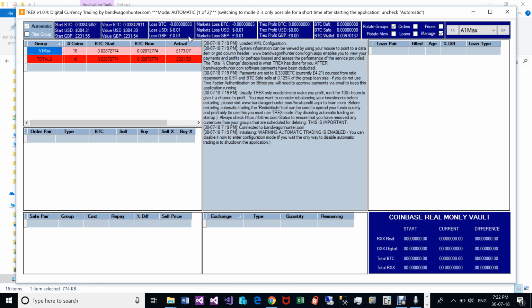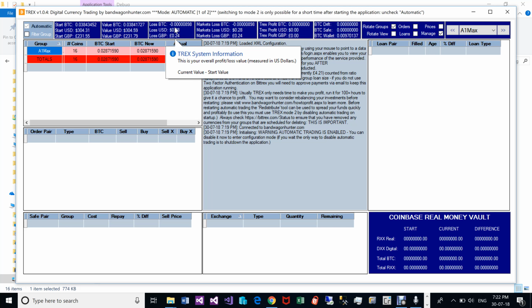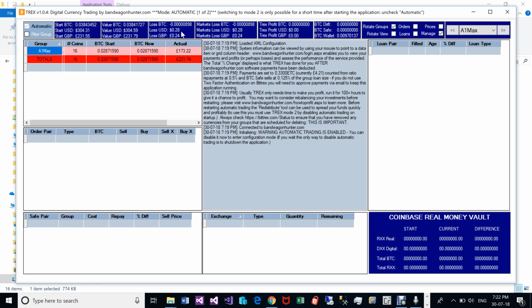So effectively, the market profit could be up 20 quid and Trex profit could be down a tenner. Therefore, the overall profit will be exactly £10. And that's just the way it's calculated. So it's dead easy.